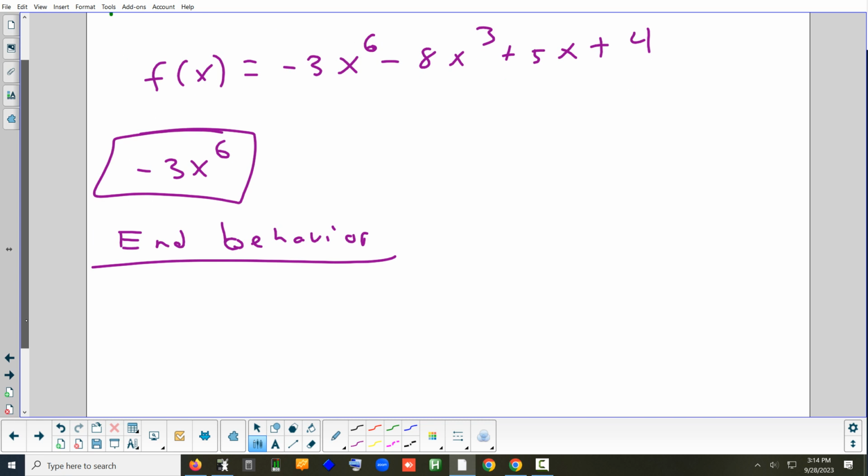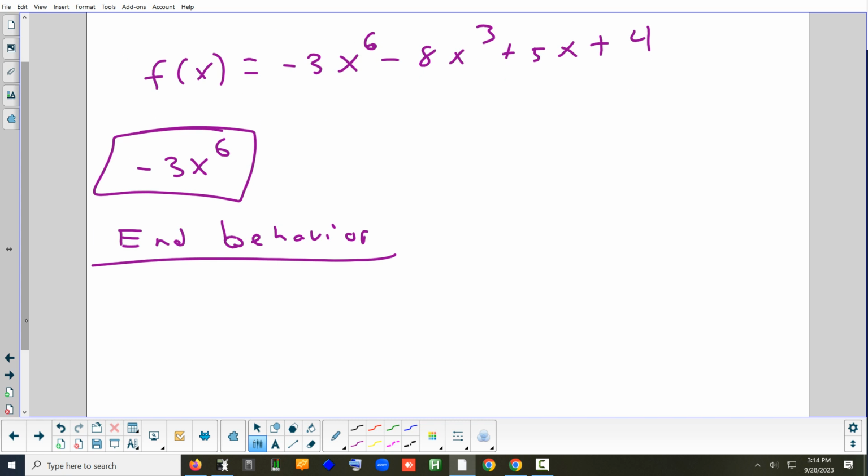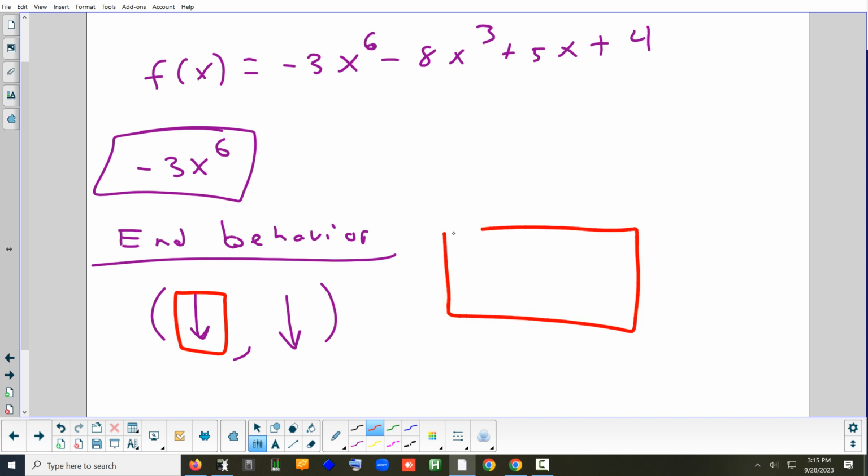We can do it as arrows, but then I also want to do it with the limit notation. So what would be the end behavior of this one? We have a negative number in front, and we have an even exponent. Yeah, it's going to be down, down. Okay, so it is down, down. Now, let's do this one first, and then we'll do this one second.